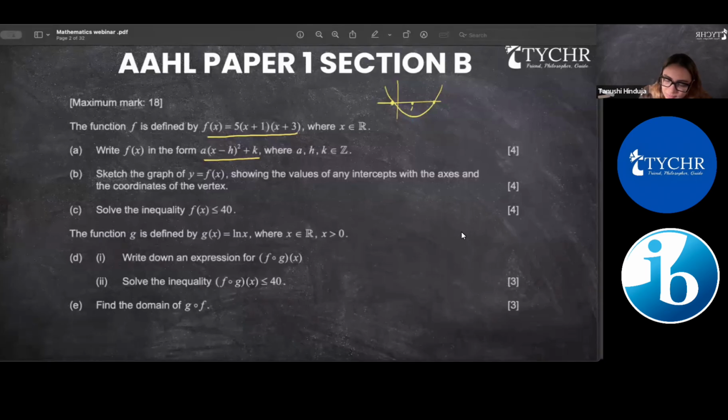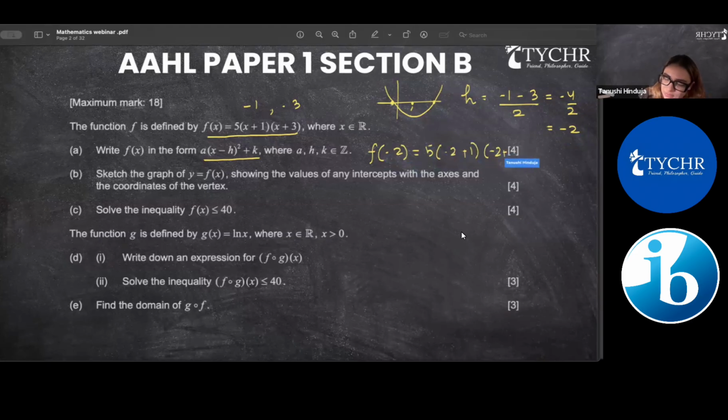The two roots are -1 and -3. To get the vertex, that's the h value, the x-coordinate, we just take the average, (-1 - 3) over 2, which gets us -4 over 2, that is -2. That's your x-coordinate. To get the y-coordinate, we could simply plug that into the function. So we'll find f of -2. That's 5 times (-2 + 1) times (-2 + 3), which gets us 5 times -1 times 1, that's -5. So our vertex is (-2, -5).